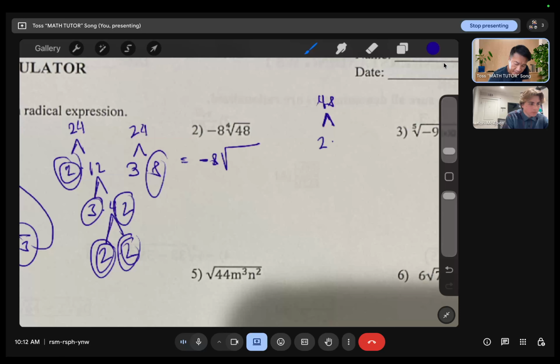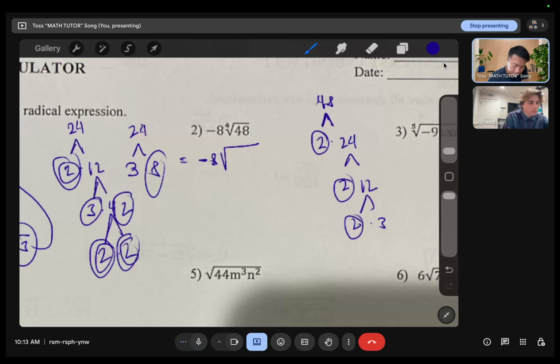Half it because you can. 24. Circle the prime, which is the only prime, 2. Half it again, 2 and 12. Half it again, 2 and 6. And then half it again, 2 and 3. Here we go. Because of the root number, you look for the number that repeats 4 times, you bring it outside once.